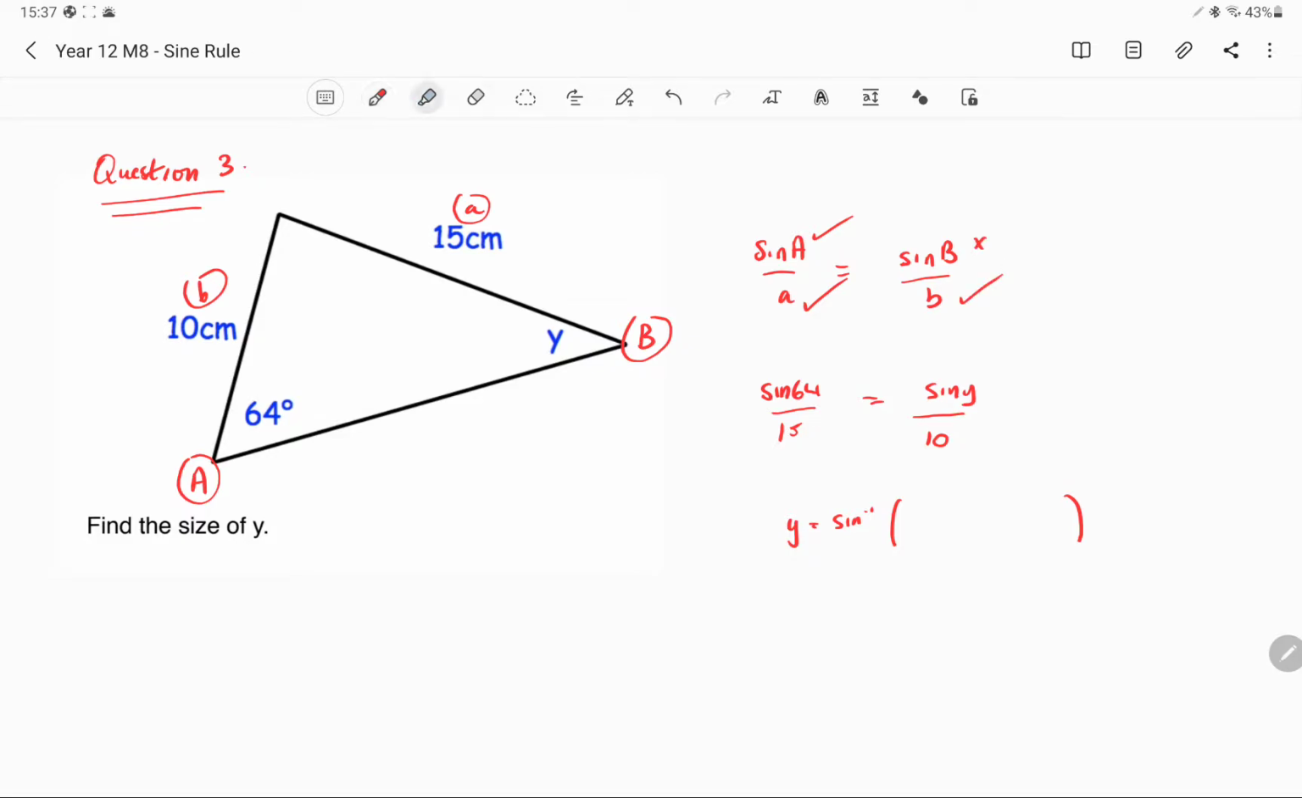So sine of A is sine of 64 divided by side A, which is 15. That's going to be equal to sine of Y, which we don't know, divided by the opposite side, which is 10. Work this out, multiply it by 10, and then take the inverse sine of our answer, and that will give us angle Y. So for those three questions, because I am working out a missing angle, I've written the sine rule with sine A and sine B on the top.